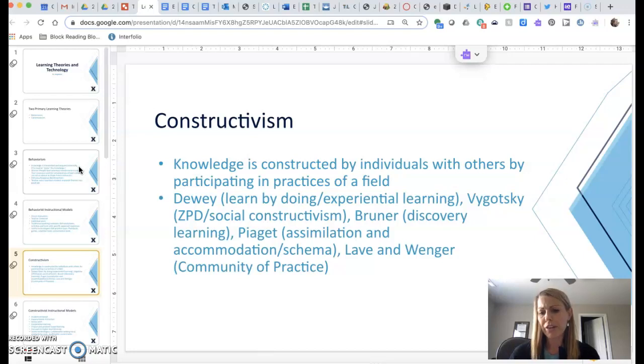And then Lave and Wenger, another two thinkers, they use the term community of practice, and it's the idea again that students should learn together with others while doing whatever they're trying to learn.